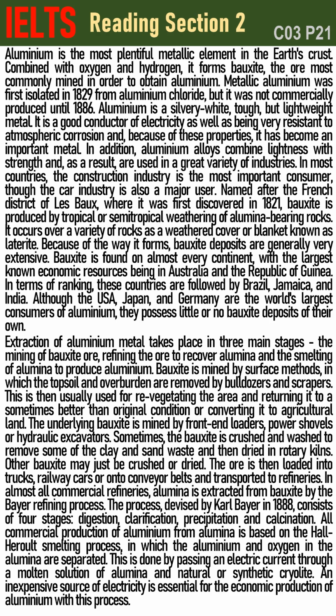In almost all commercial refineries, alumina is extracted from bauxite by the Bayer refining process. The process, devised by Carl Bayer in 1888, consists of 4 stages: digestion, clarification, precipitation, and calcination. All commercial production of aluminium from alumina is based on the Hall-Héroult smelting process, in which the aluminium and oxygen in the alumina are separated. This is done by passing an electric current through a molten solution of alumina and natural or synthetic cryolite. An inexpensive source of electricity is essential for the economic production of aluminium with this process.